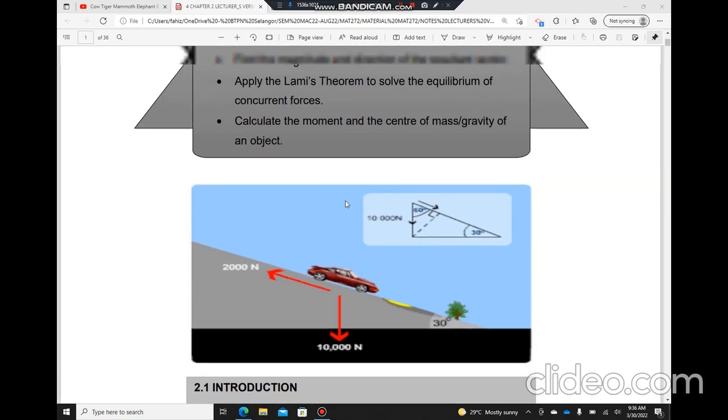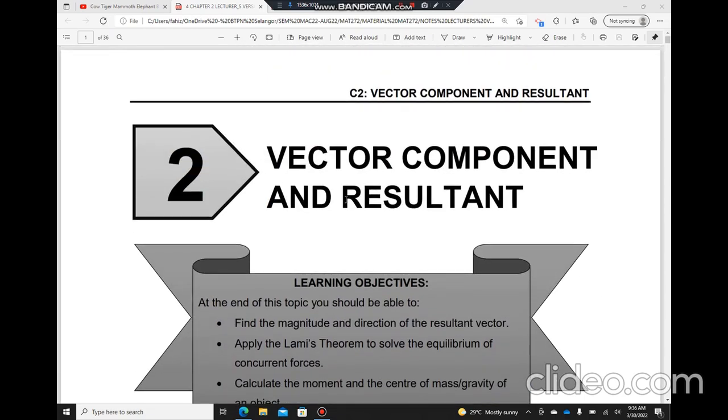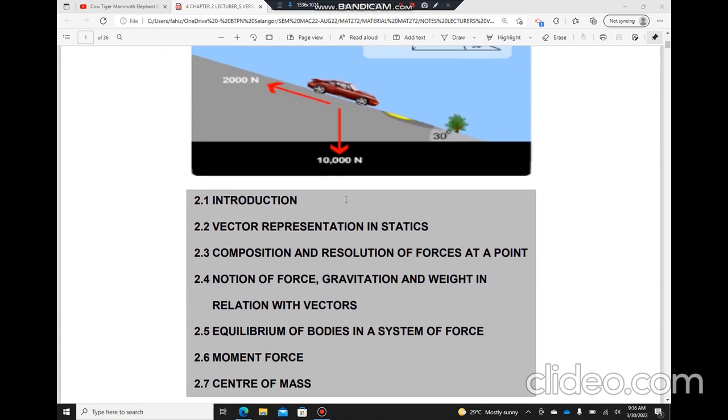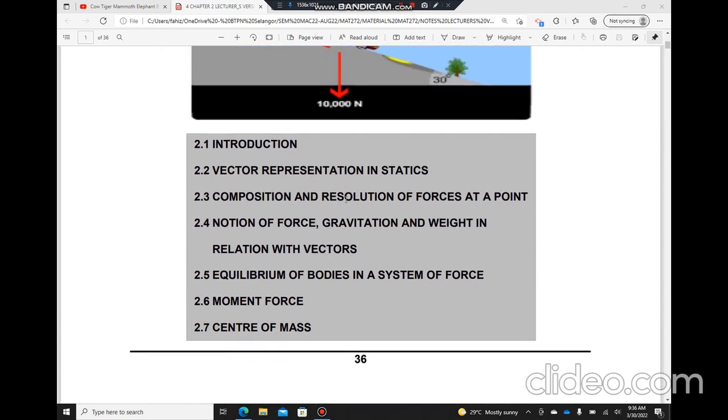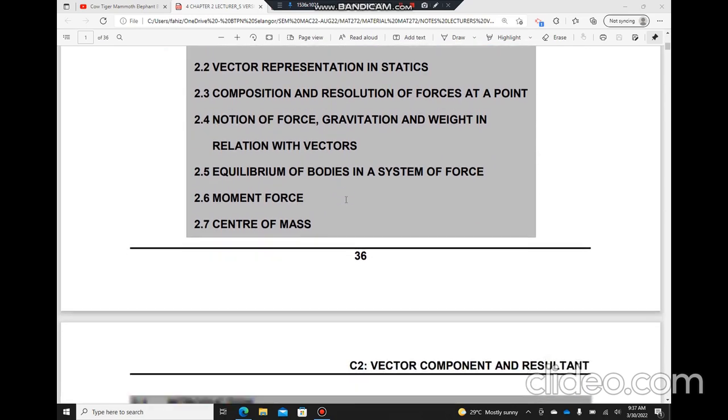Okay. So untuk chapter 2 ni kita akan tengok pada vector component and resultant. Okay, so kita ada kat sini subtopic which are introduction, vector representation, composition and resolution, nature of force, gravitation and weight, equilibrium of bodies in a system of force, moment force and center of mass.